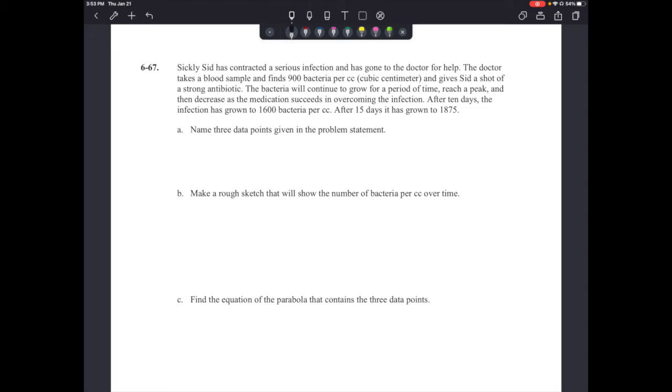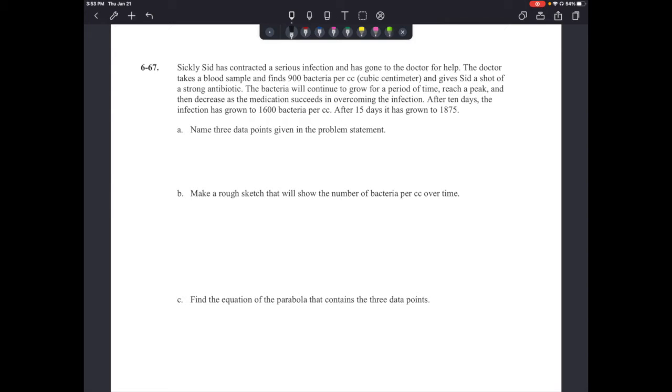It states, Sickly Sid has contracted a serious infection and has gone to the doctor for help. The doctor takes a blood sample and finds 900 bacteria per cc, which is cubic centimeters, and gives Sid a shot of a strong antibiotic. The bacteria will continue to grow for a period of time, reach a peak, and then decrease as the medication succeeds in overcoming the infection. It says after 10 days, the infection has grown to 1,600 bacteria, and then after 15 days, it has grown to 1,875.